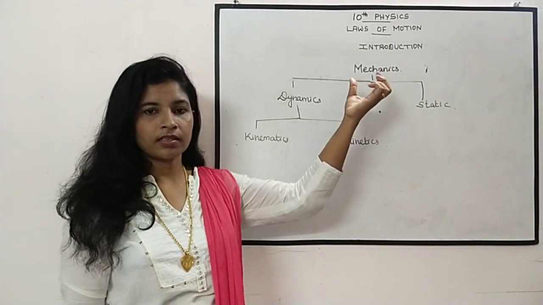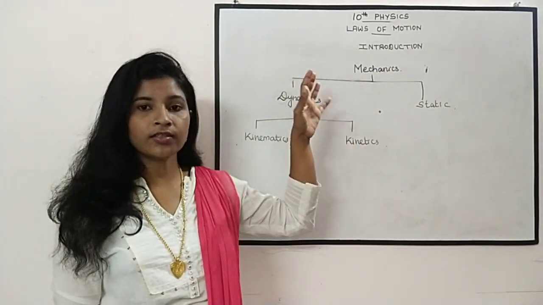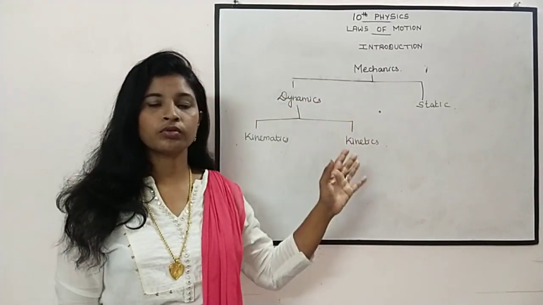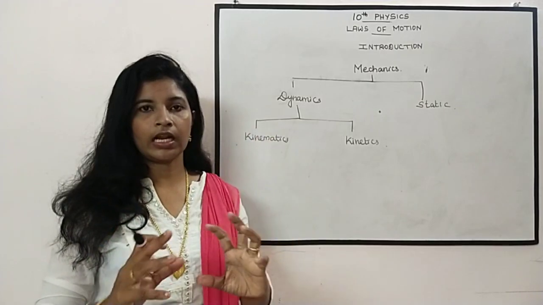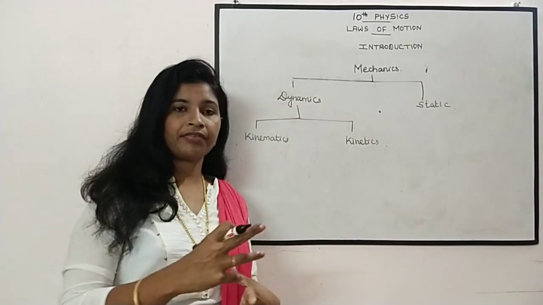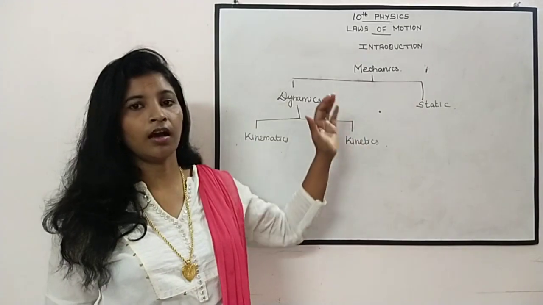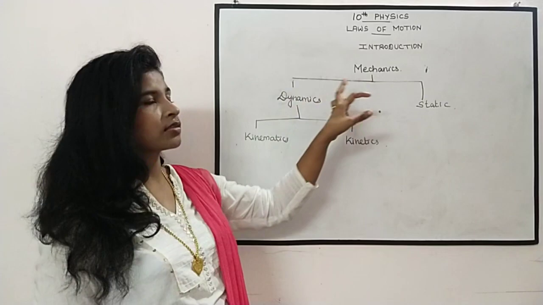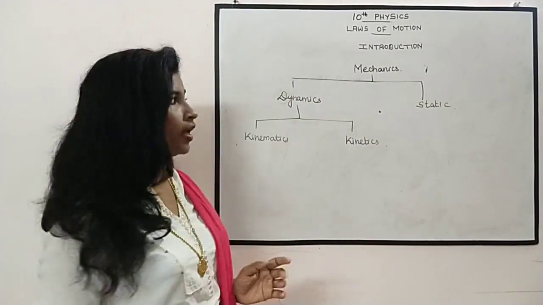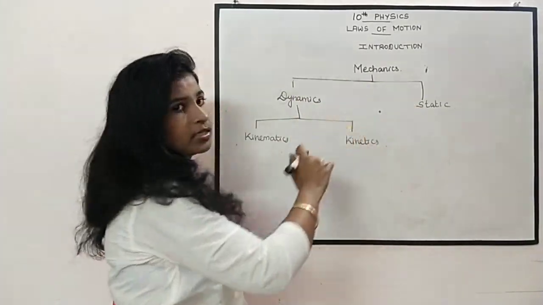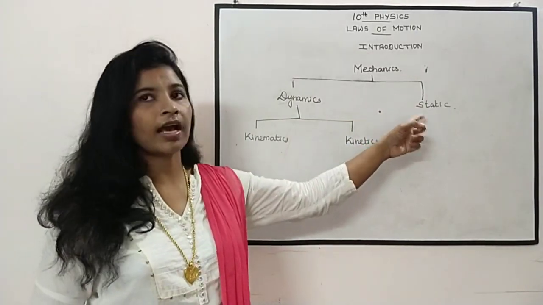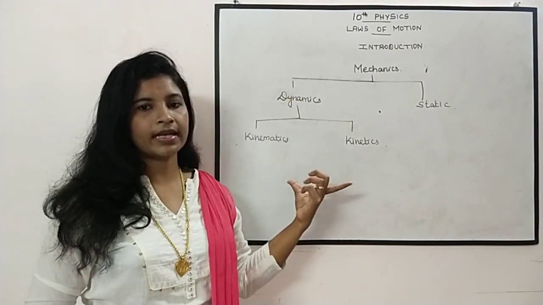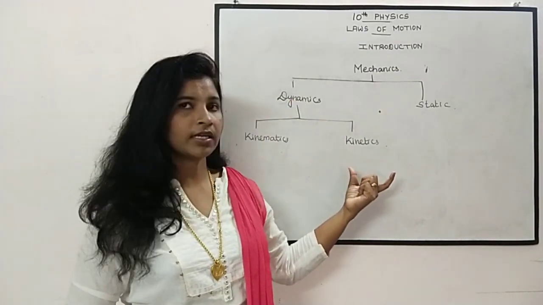Mechanics is a branch of physics. It deals with the effect of forces on bodies. Studying how the effect of a force appears on an object or a body is mechanics. It is one of the branches of physics. In mechanics two main branches are there. One is dynamics and the other one is statics. In dynamics we have two branches, one is kinematics and the other one is kinetics.